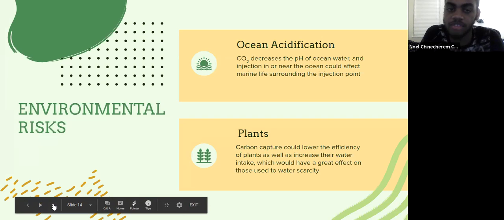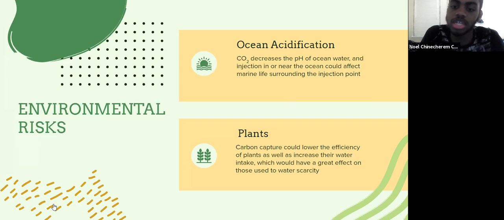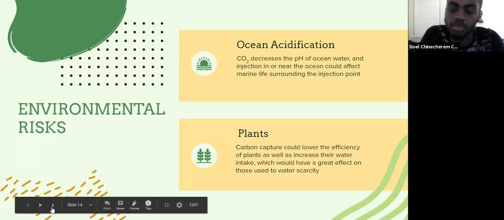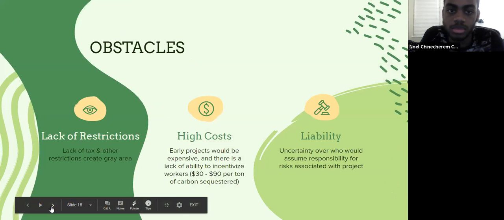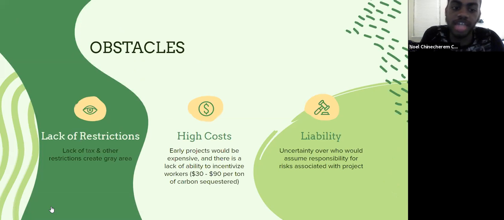There's also an adverse effect it could have on plants as well, because it could decrease their efficiency as well as increase their water intake, which would become a huge problem for plants that are used to water scarcity. And there are a variety of obstacles that can get in the way of its implementation as well, such as the lack of restrictions and taxes and other things that create some sort of gray area around the subject of carbon sequestration. It's also very expensive, not only to actually get the materials to do this, but also to pay and incentivize the workers who would be responsible for these things.